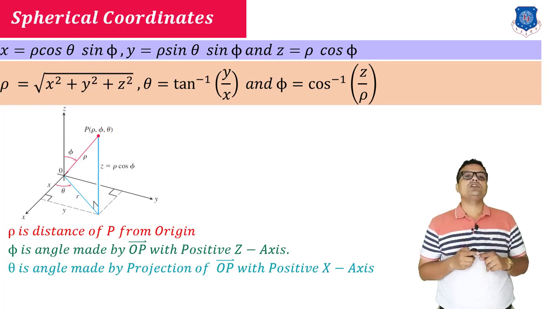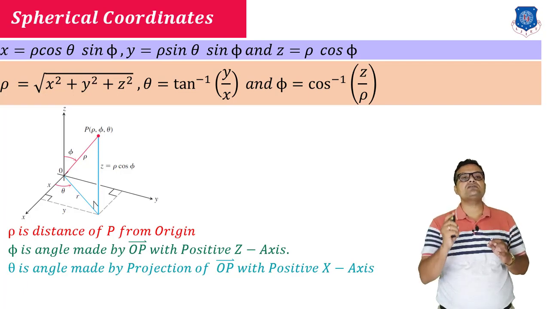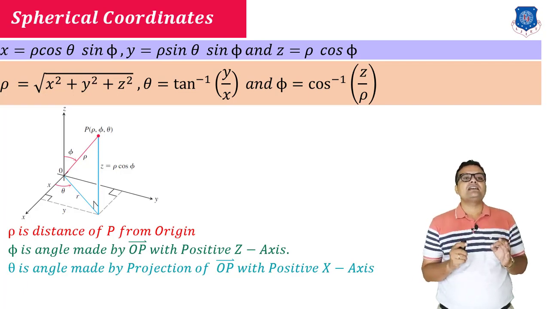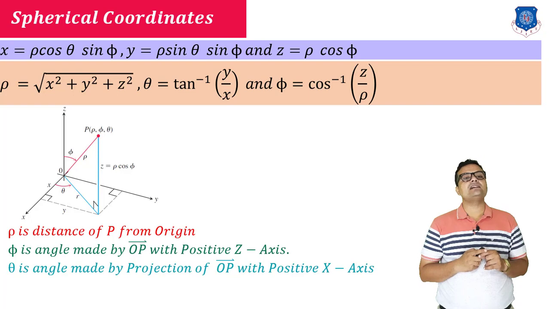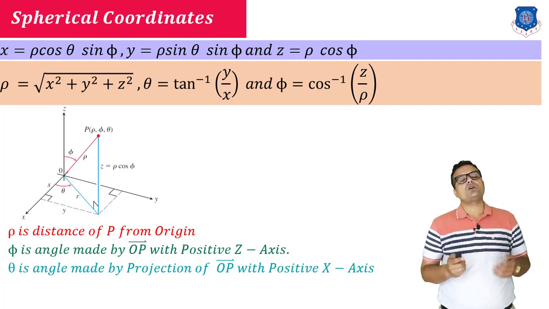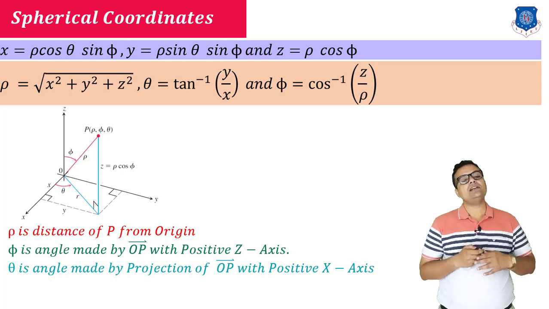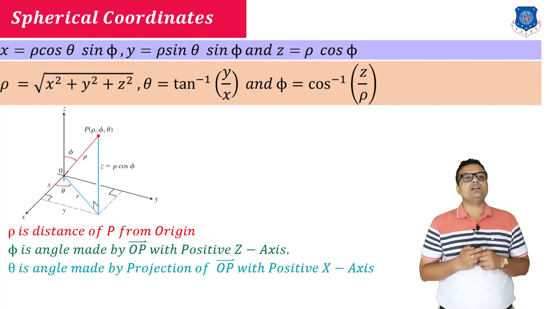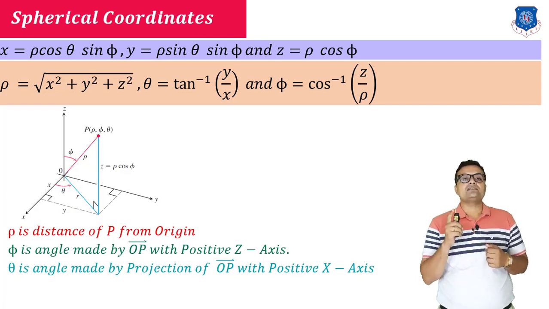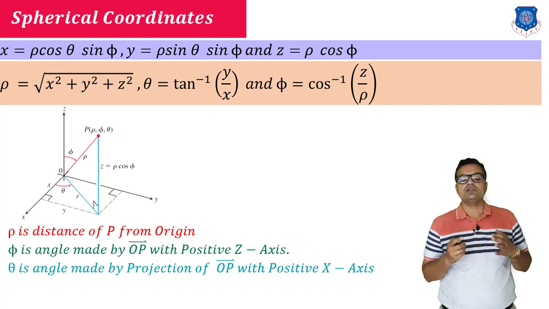So let me note down these 3 points over here, what we mean by the value of rho. Rho is nothing but the distance of P from origin. Phi is the angle made by this vector with positive z-axis, and theta is the angle made by the projection of P with positive x-axis, which is actually in the xy plane. I am considering the angle of that projection in the xy plane by theta. The reason is that this is nothing but the polar coordinates, so I can consider small r and theta as polar coordinates also.